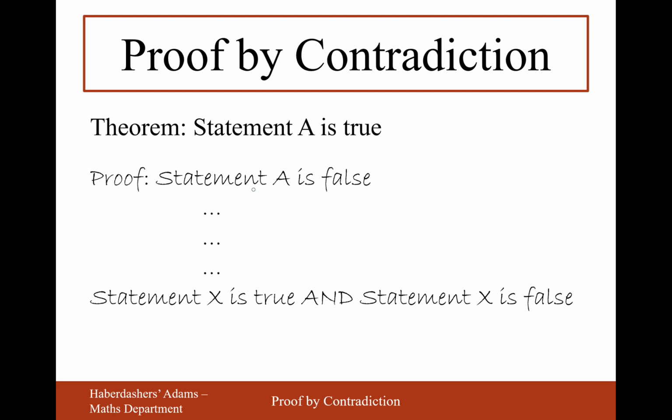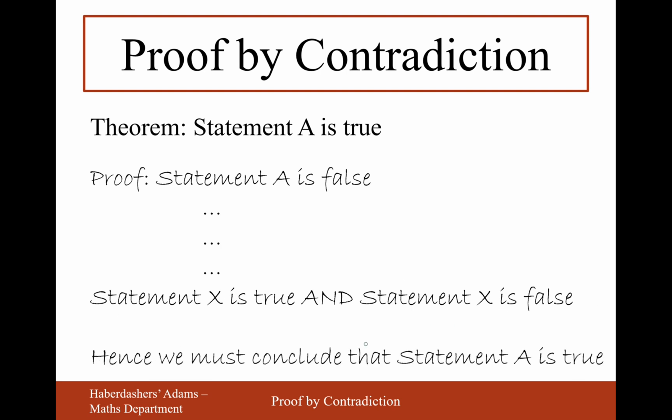So given this assumption that statement A is false, we've been led mathematically to something that is just completely factually untrue. You can't have a statement that's true and a statement that's false at one time. That's the contradiction. So if we get a contradiction saying that something is true and something is false, then we must conclude that our initial assumption that statement A is false must be false itself. And when you've got a double falsehood, you've got statement A is true. So that's the basic outline of a proof by contradiction.